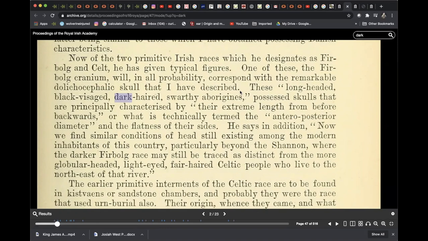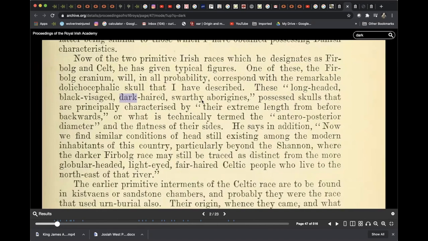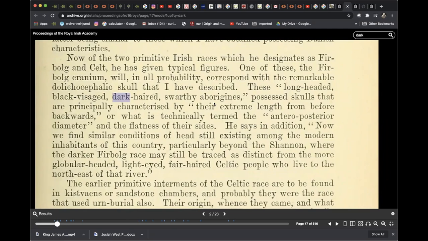These long-headed, black-visaged, dark-haired, swarthy aboriginals possess skulls that are principally characterized by their extreme length from before, backwards, or what is technically termed the anteroposterior diameter, and the flatness of their sides. All right, again, swarthy aboriginals. He says, in addition, now we find similar conditions of head still existing among the modern inhabitants of this country, particularly beyond the Shannon, where the darker Firbolg race, a darker race than the swarthy aboriginals, may still be traced as distinct from the more globular-headed, light-eyed, fair-haired Celtic people who lived to the northeast of that river.